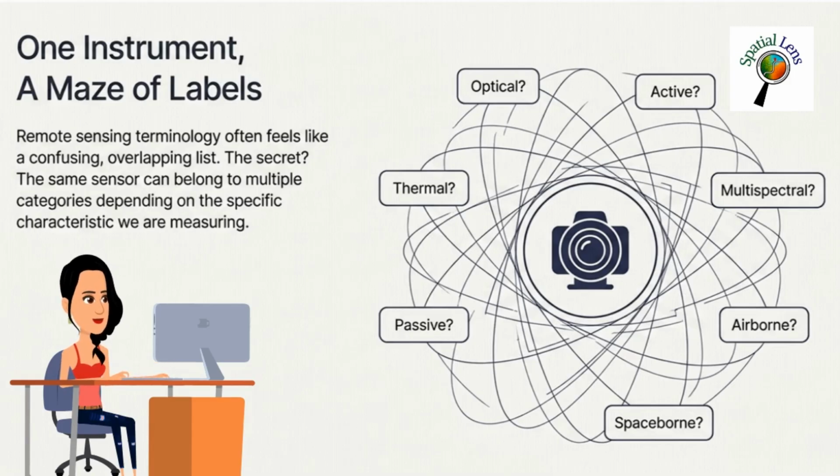Remote sensing sensors can be classified in different ways, and the same sensor can belong to multiple categories depending on what characteristic we are looking at. So instead of memorizing a confusing list of sensor types, let's understand the logic behind their classification.